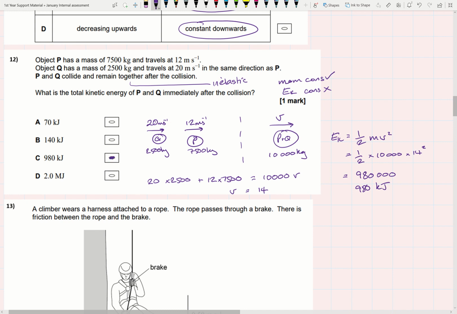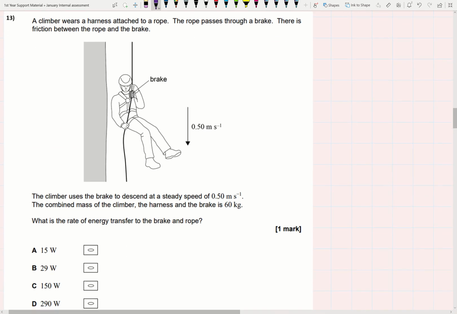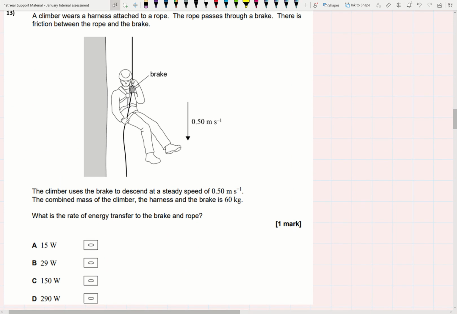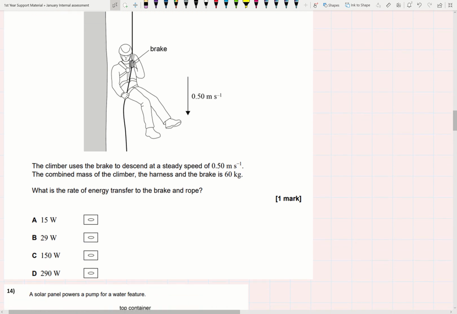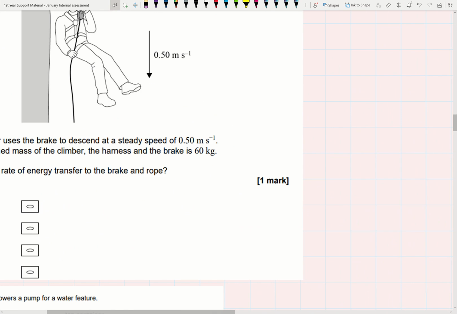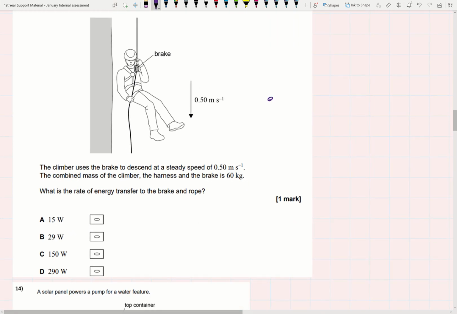So then 13, I've got a climber wearing a harness, the rope passes through a brake, there's friction between the rope and the brake. The climber uses the brake to descend at a steady speed. The combined mass of the climber, the harness and the brake is 60 kilograms. So this is telling me if we're descending at a steady speed, then the upwards force due to the brake equals the force due to gravity, that's the weight.